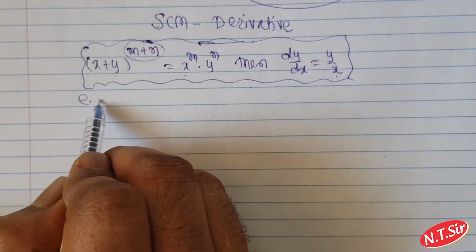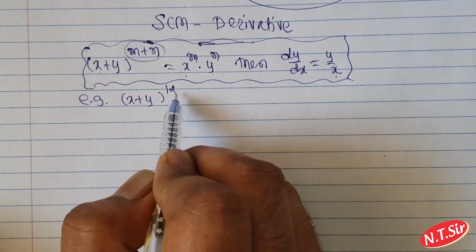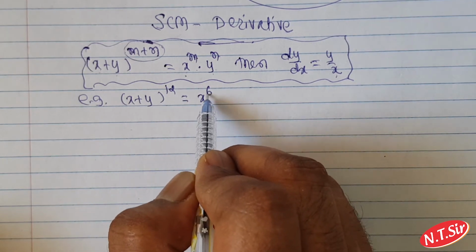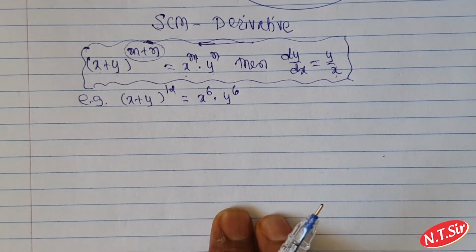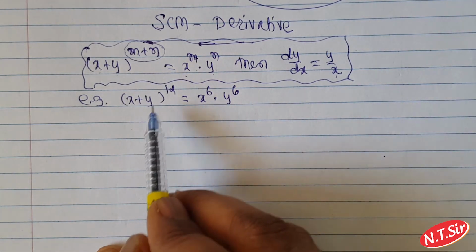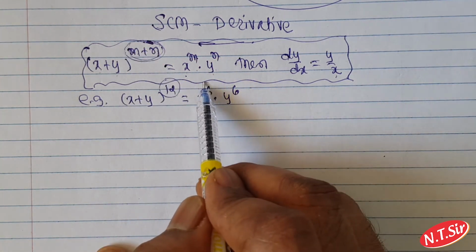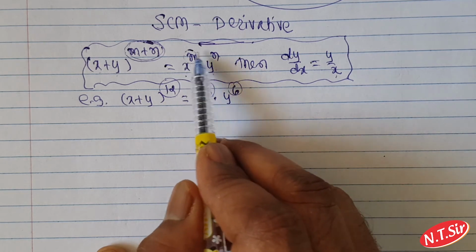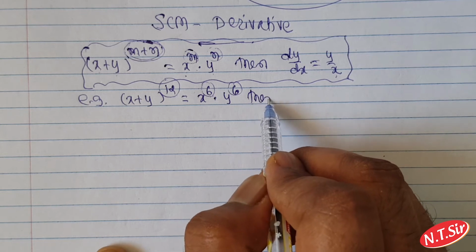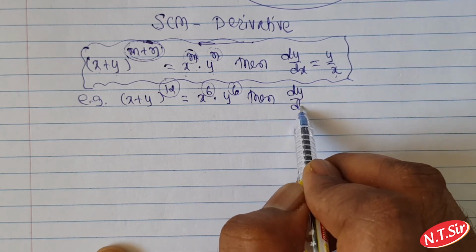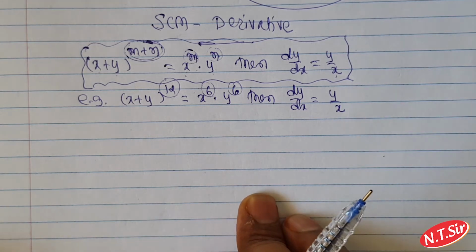For example, if we take (x plus y) raised to 12 is equal to x raised to 6 into y raised to 6. Now comparing with this formula, the sum of the powers m plus n is 12, and 6 plus 6 is 12. So what is our answer here? dy by dx is equal to simply y by x.